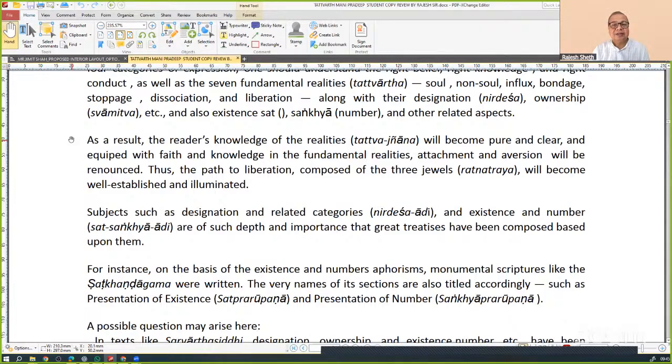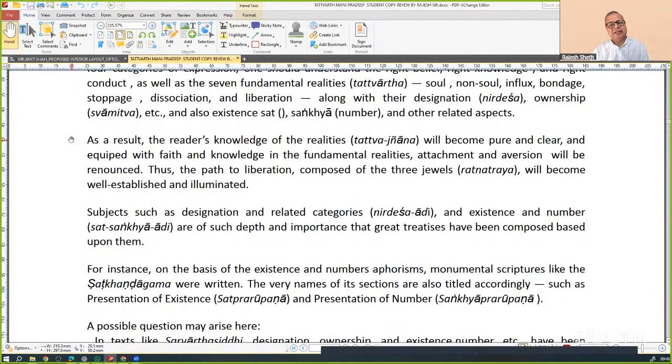You may know the facts, but you should have belief in that, right? So belief is very important. Equipped with faith and knowledge in the fundamental realities, attachments and aversion will be renounced. Once you have faith and knowledge in the fundamental realities, attachment and aversions will be renounced. Attachment and aversions were manifesting because of delusion. If you get rid of delusion, automatically these attachment and aversions will gradually go away.